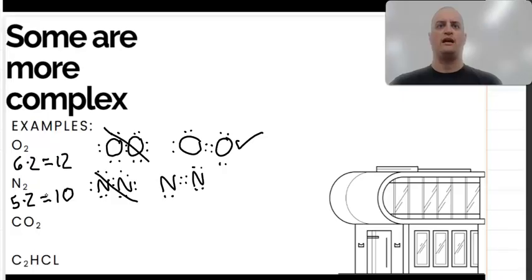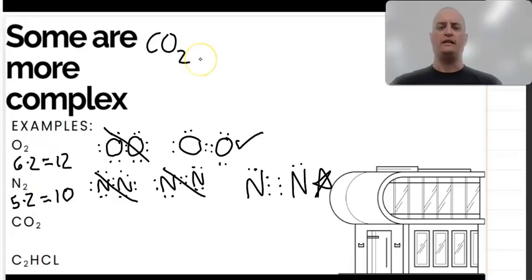Again, we're just mirroring what I did above. 2, 4, 6, 8, 10, 12. Again, not going to work. Let's try sharing 3 pairs of electrons. So that means each of them currently has 6. Now this one has 8. Now this one has 8. 2, 4, 6, 8, 10. Yay! Alright, let's do CO2.